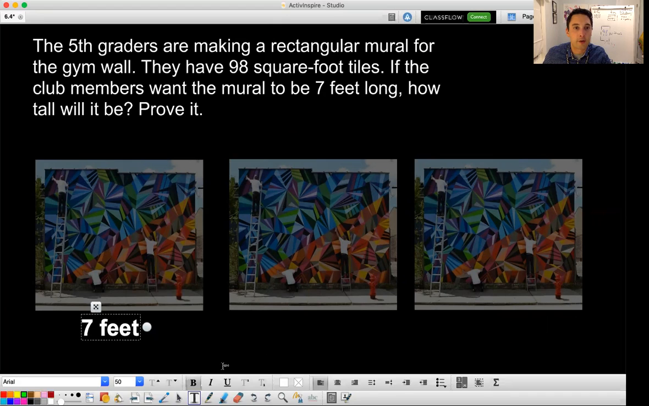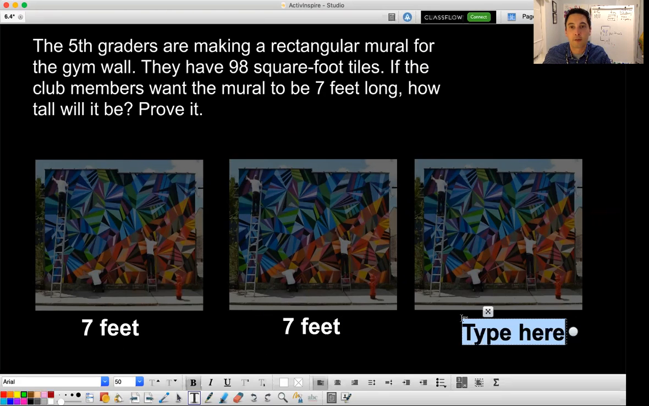So from here to here is going to be 7 feet. 7 feet. I have 3 of these because I thought we could do 3 different examples.